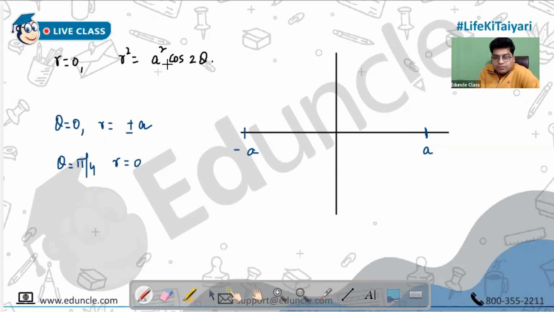Yes or no? If theta is equal to 0, then r is equal to pi by 4. Cos 90 is 0. So we can say this is something like this is the line. If you can draw, this is the line, theta is equal to pi by 4. And this line, you can say this is like this now.